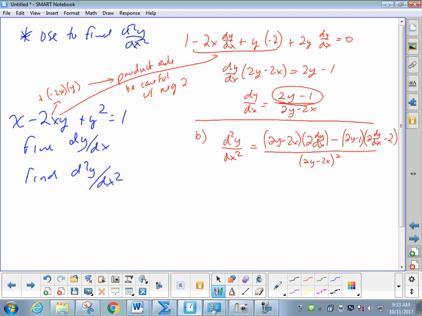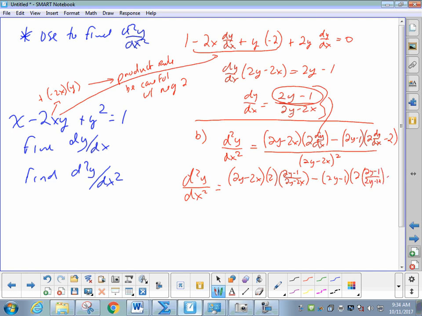That's all cool. Okay, now your answer is in terms of x's and y's only, so the only other thing you have to do is replace every dy/dx with what? Yeah, that. Okay, 2y minus 1 over 2y minus 2x, minus 2, all over 2y minus 2x. What a mess. Okay, so quotient rule, that's as bad as it's going to get.